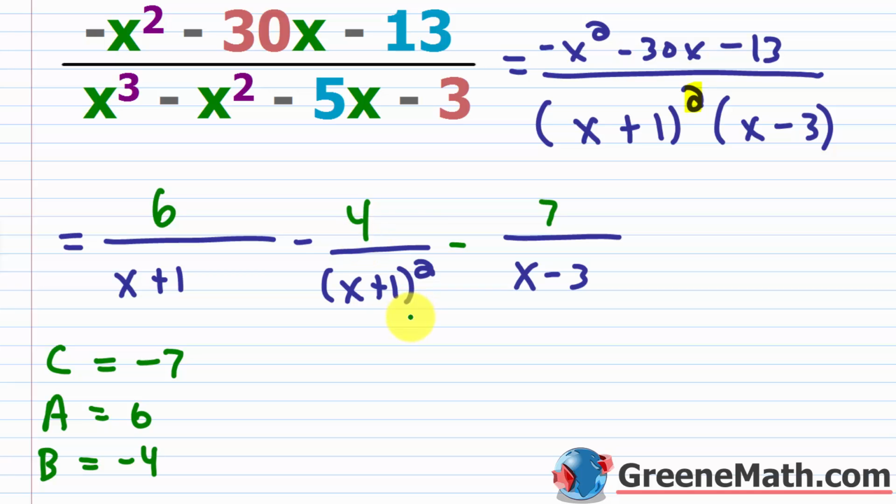So when we write this out, we can say that negative x squared minus 30x minus 13 over x cubed minus x squared minus 5x minus 3 is going to give us this 6 over x plus 1, and then minus 4 over x plus 1 squared, and then minus 7 over x minus 3.